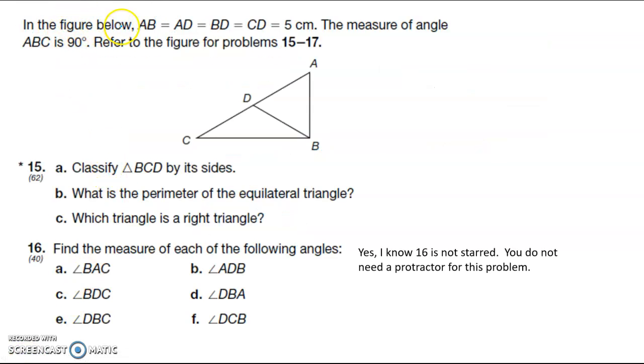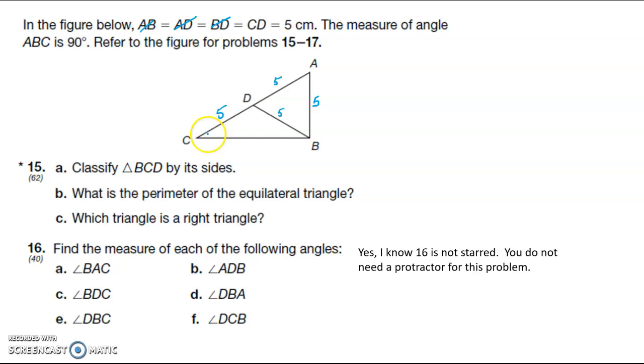All right, in the figure below, AB, AD, BD, and CD are 5 centimeters. Let's go ahead and mark that out. AB is 5. AD is 5. BD is 5. So that is an equilateral triangle. CD is 5.